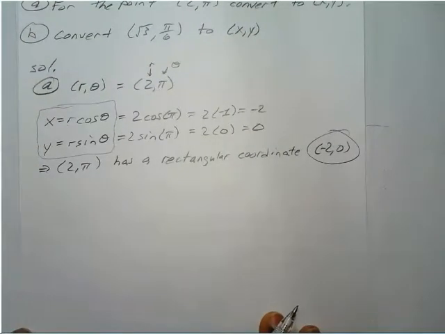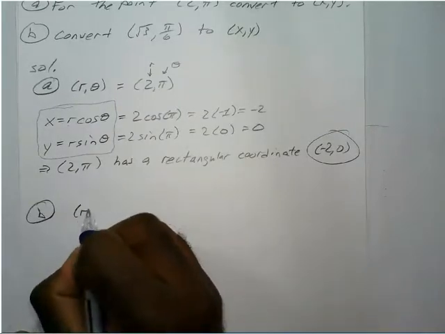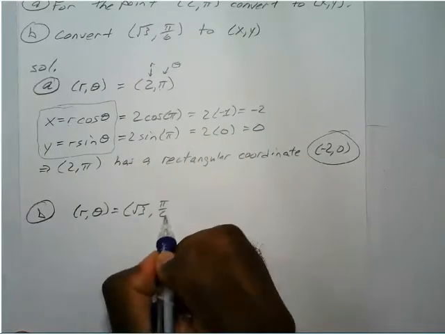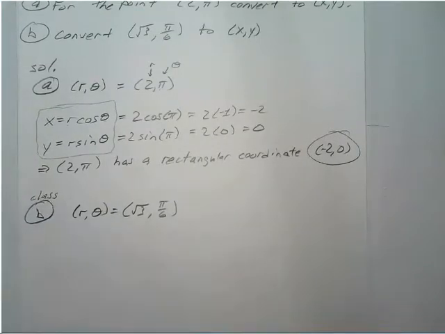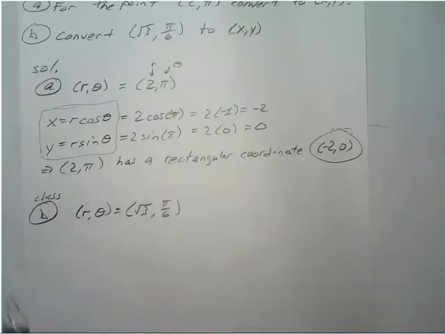Okay, so let's look at problem B. Let's say here we know that our (r, theta) is equal to (square root of 3, pi over 6). So what I want you to do here is press pause and solve this one on your own. Alright, so I'm assuming you pressed pause and worked this one out. You do it the same way this one was done up here.